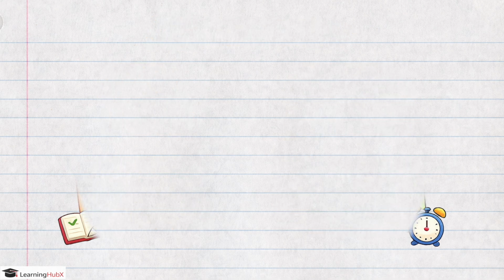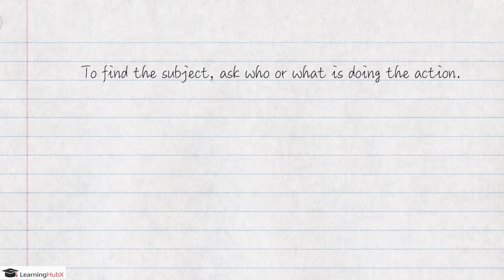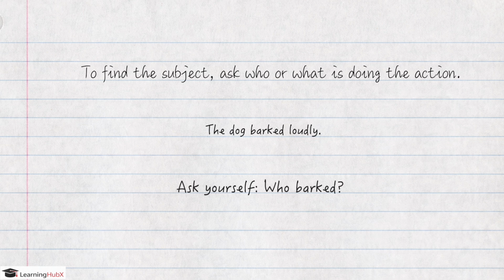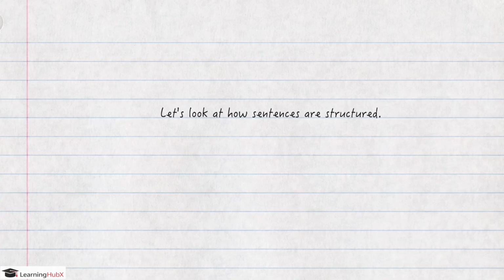First, let's quickly review what a subject is. The subject is who or what the sentence is about. To find the subject, ask yourself, who or what is doing the action? Look at this sentence. The dog barked loudly. Ask yourself, who barked? The answer is the dog. That means the dog is the subject. Barked is the verb. Now that we understand this, let's look at how sentences are structured.